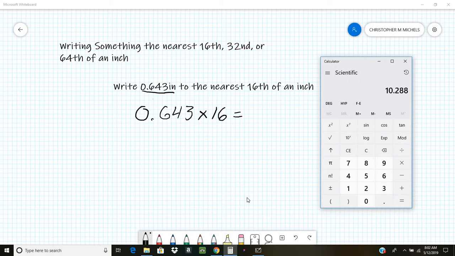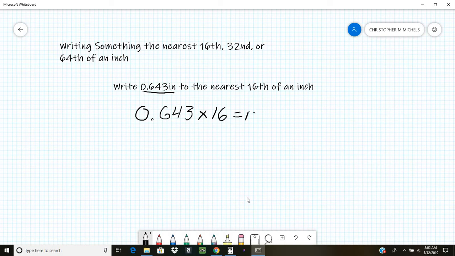That gives me 10.288. Now we're not going to see a 10.288 on the measuring tape. So the rule with the rounding is we round to the nearest whole number. If we follow the rules of rounding to the nearest whole number, we round the 10.288 down to just 10. And then it's 10/16 because we're changing it to 16.